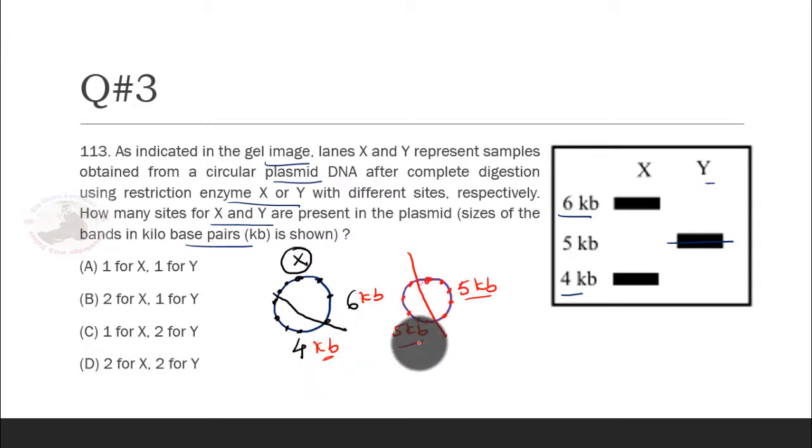Though it has the same, it has 2 locations. So 2 for Y and 2 for X. Hence we can say option 4 is correct.